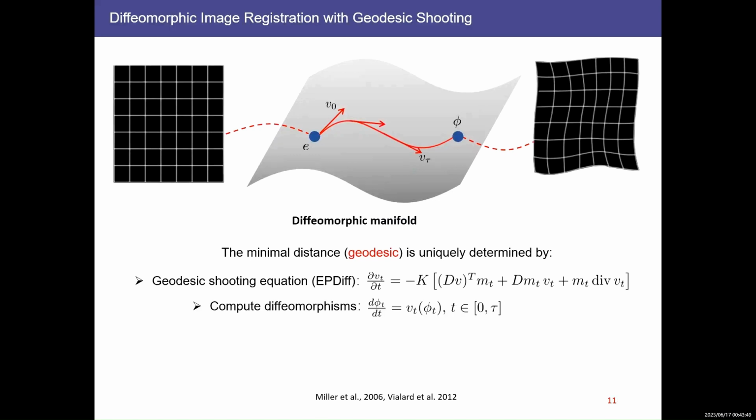To be more specific, given any initial velocity, the EPDiff equation enables the generation of a time-dependent velocity field along the geodesic flow, which can be used to integrate the second equation to obtain the entire geodesic flow of diffeomorphisms, which in turn allows us to understand the gradual deformation process.